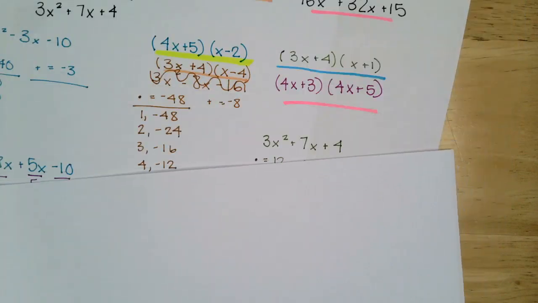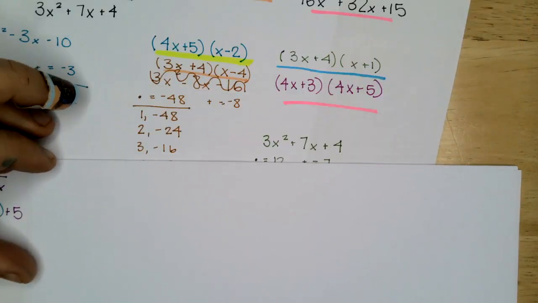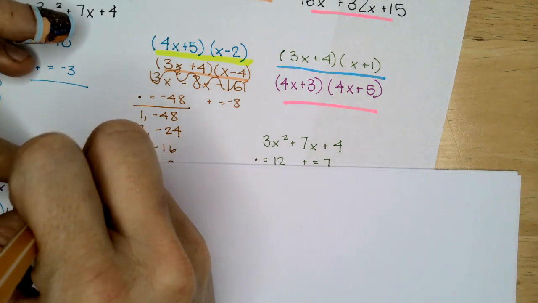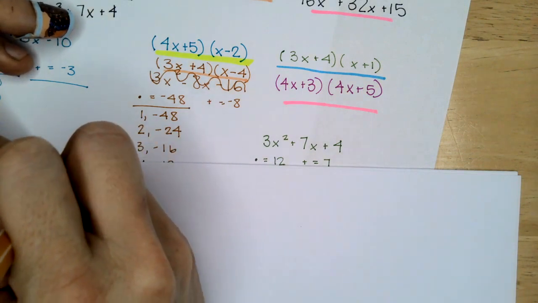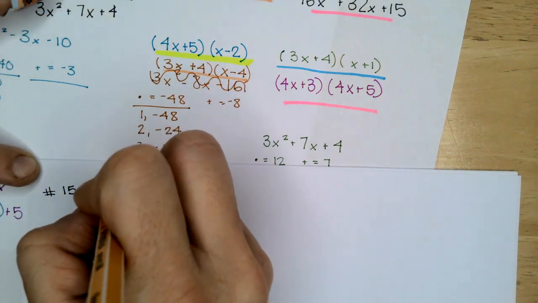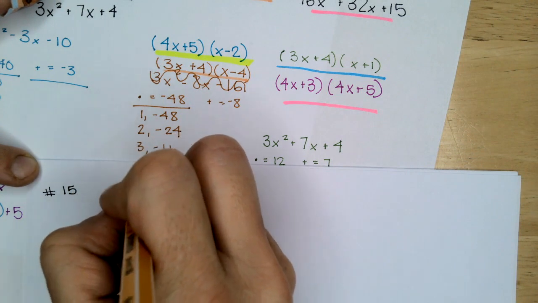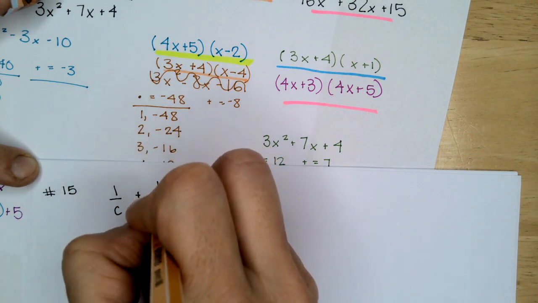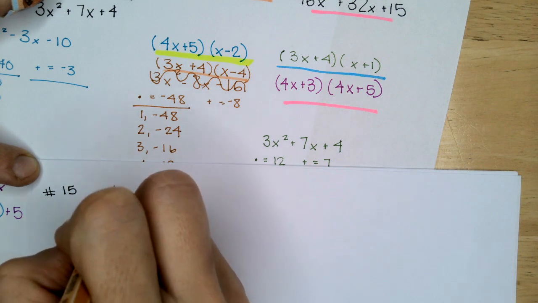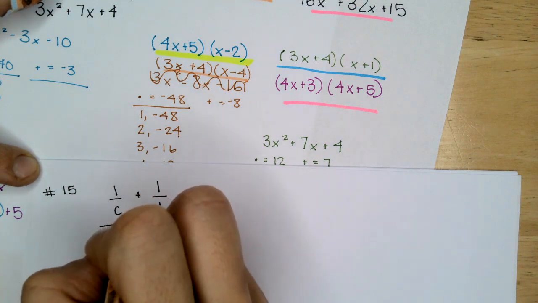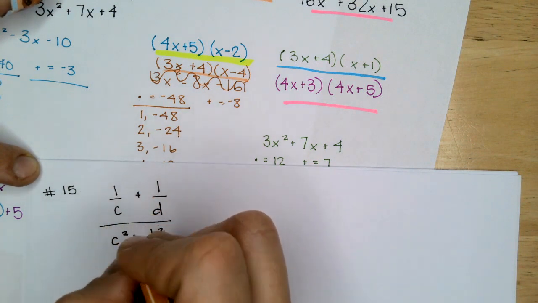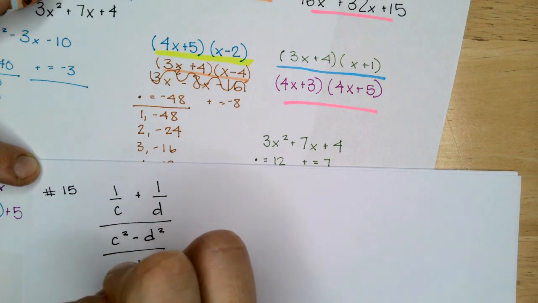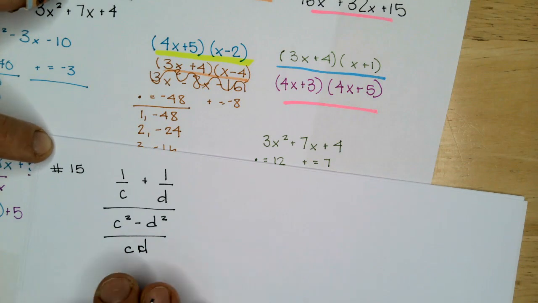Number 15 is a nightmare. Number 15 says 1 divided by c plus 1 divided by d over c squared minus d squared over cd. Okay, so this is one fraction.